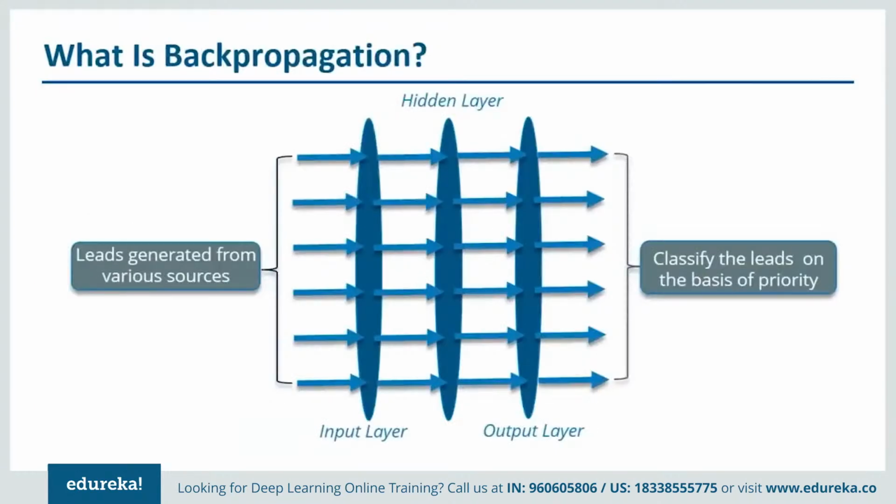So what is backpropagation? Let us understand this with an example. We'll take the inputs as the leads generated from various sources, and my aim is to classify the leads on the basis of priority. There might be certain leads which won't make that much difference to me compared to the other leads. In that case, I need to make sure the leads which are important get the highest amount of weight. How am I going to do that? First, we'll see the output. Then accordingly, we'll calculate the error. And based on that error, we are going to update the weights. This process is nothing but backpropagation in a nutshell. Although the algorithm is pretty complex, this is basically what happens.